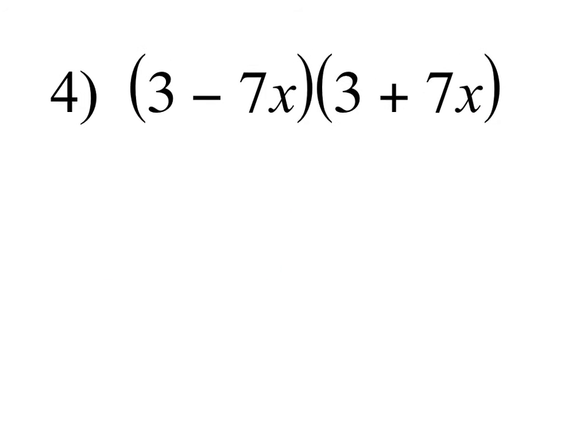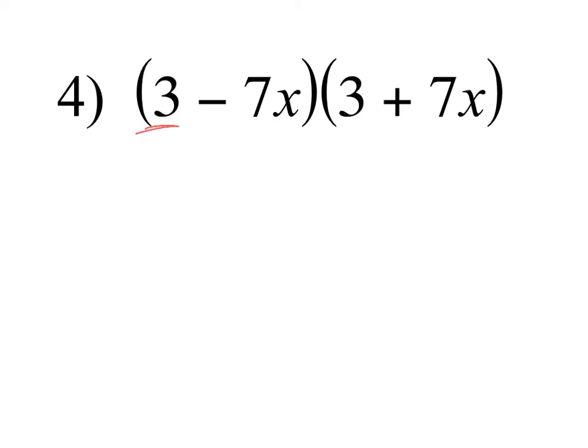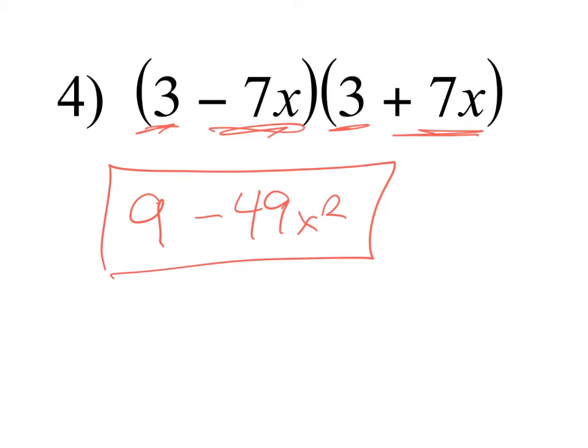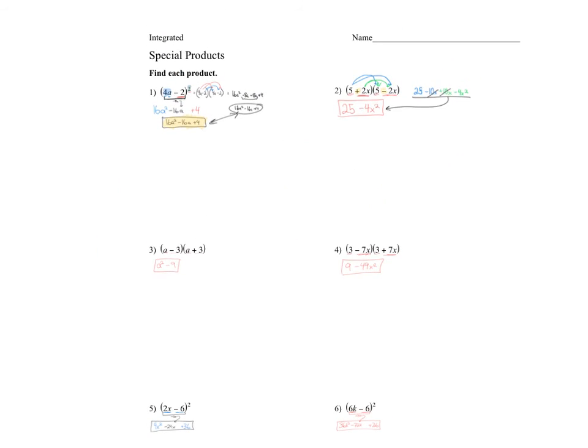How about this one? Exactly the same, except signs are different. Let's go, shortcut. 9 minus 49x squared. Done. Look how easy and fast that is if we recognize the shortcut.